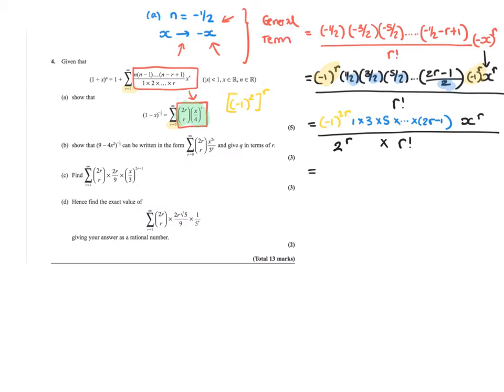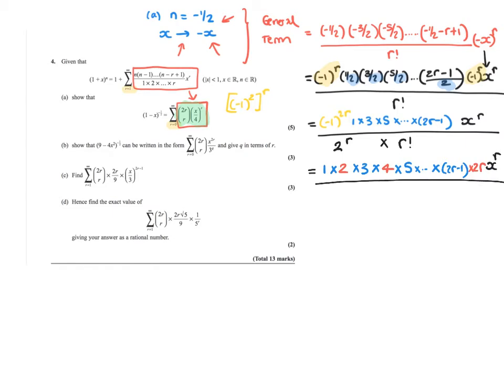Now the next bit is really very clever, because I'm going to rewrite this blue product here, 1 times 3 times 5 times all the way up to 2r minus 1. I'm going to write it as 1 multiplied by 2 multiplied by 3 multiplied by 4 multiplied by 5 multiplied by all the way up to 2r minus 1, and then multiplied by the next term along, which would be 2r if we're going consecutively, all multiplied by x to the r, all over.